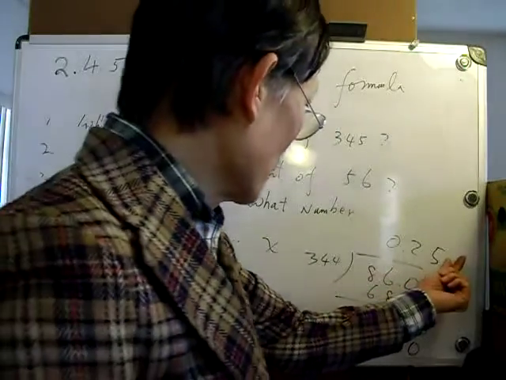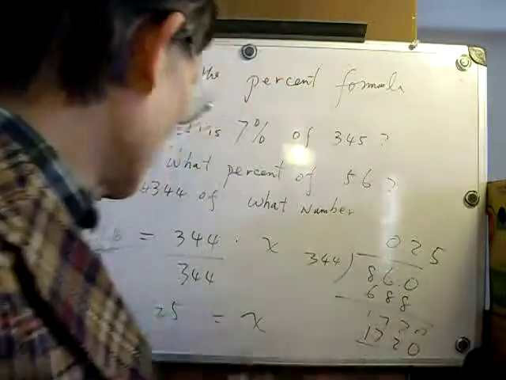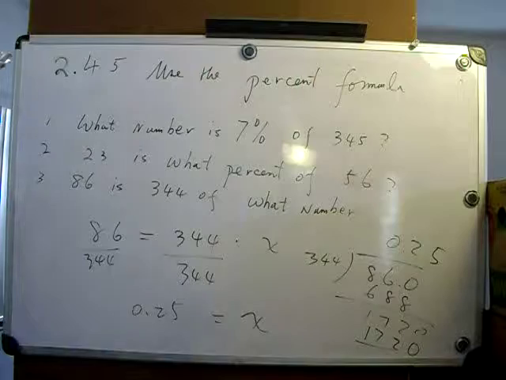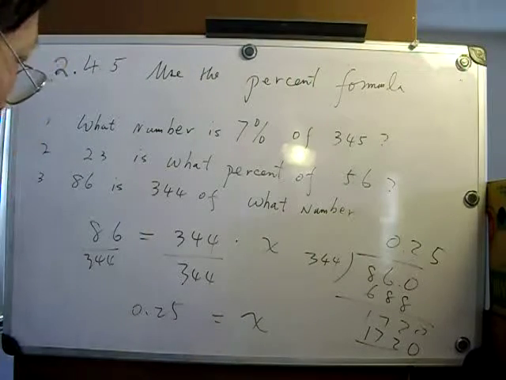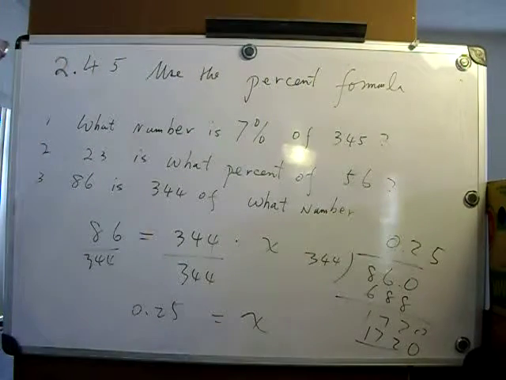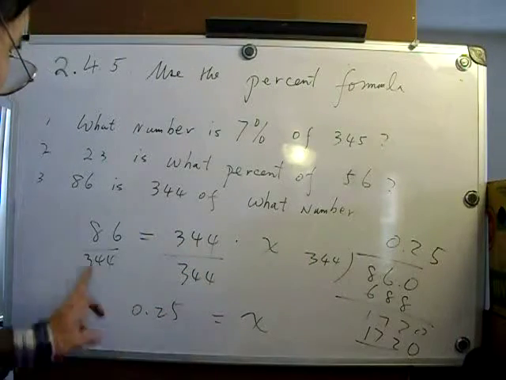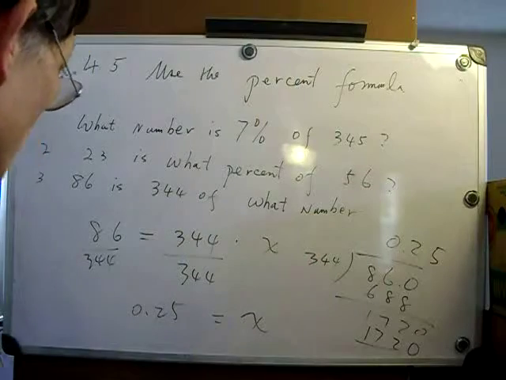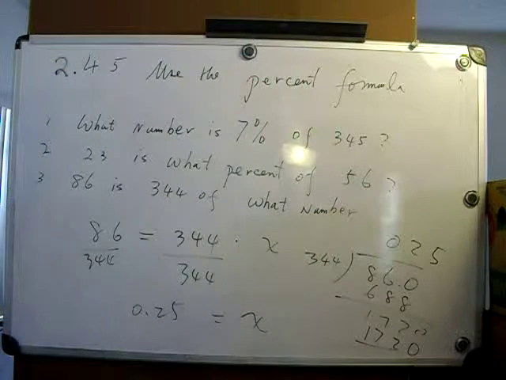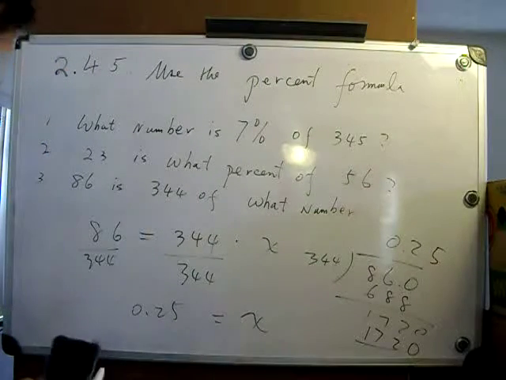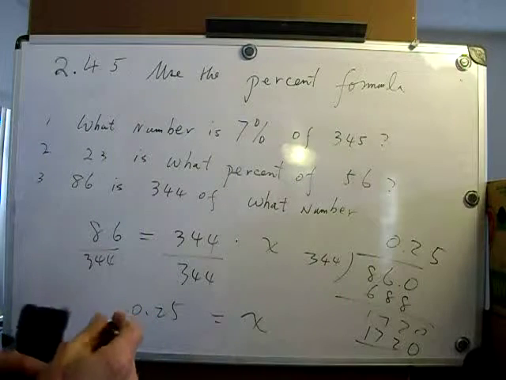Be sure to do a little bit more. Later on, you may be required to do the rounding problem. We'll cover that rounding later on. So this x is 0.25. So as you can see, 344 times 0.25 is 86. This is asking for a number, so that number is 0.25. Okay? That's the end of our 2.45.